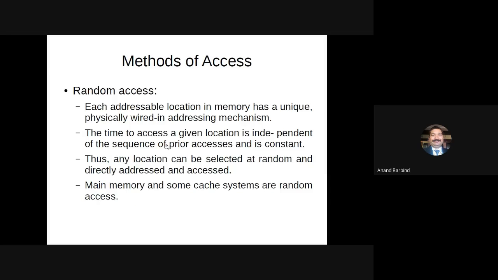Then the random access. Each addressable location in the memory has a unique physically wired addressing mechanism. The time to access a given location is independent of the sequence of prior accesses and is constant. Thus, any location can be selected at random and directly addressed and accessed. So the main memory and some cache systems are random access memory. Randomly you can access any memory, and the time required is constant in the case of random access memory.